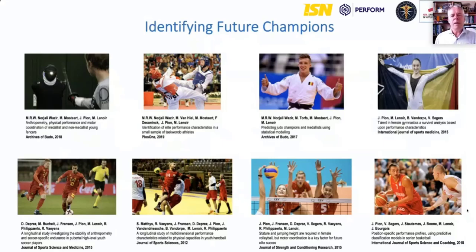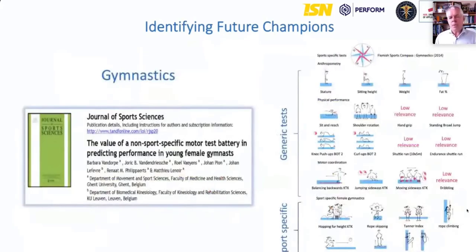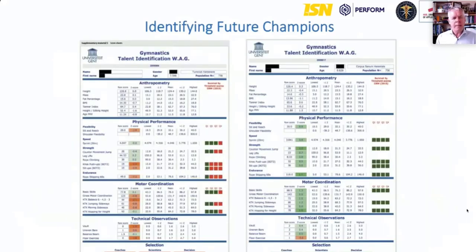And the same applies to all the sports that you see here on the screen. So it is important to have those fundamental movement skills in your test battery. And this is an example of how we rebuild the generic sports compass towards a sports-specific test battery. And it gives us an idea of the good movers and the worst movers in a group.